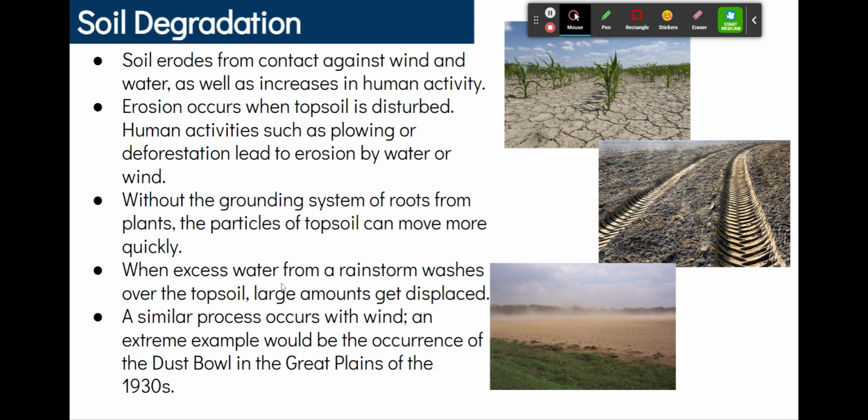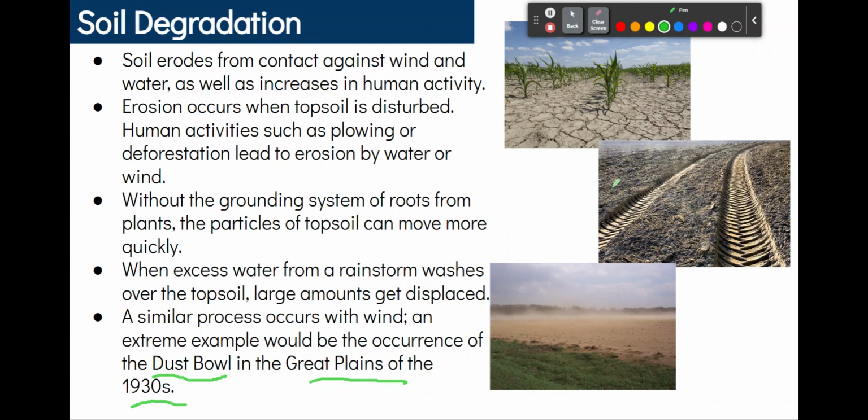When you also have excess water from a rainstorm, it's going to wash over this topsoil, and large amounts of it are going to get washed up and pushed to a different area. That's what displacement means. A similar process occurs with wind. An example of this would be the Dust Bowl of the Great Plains in the 1930s.